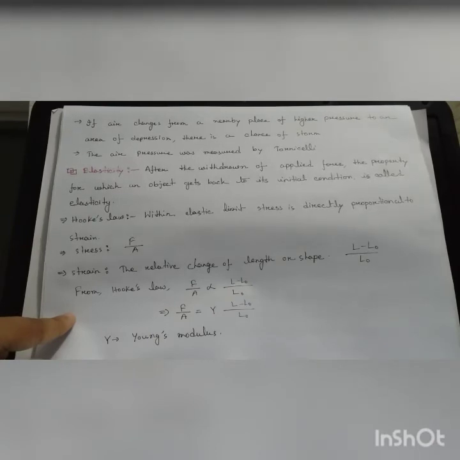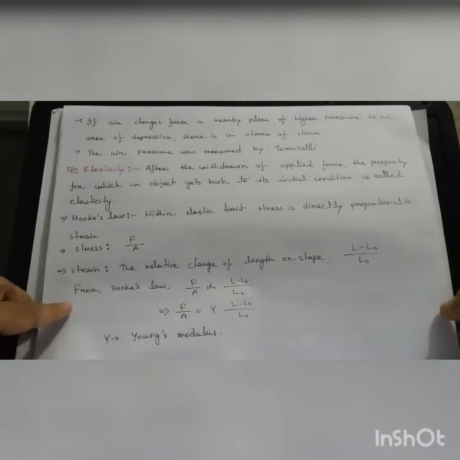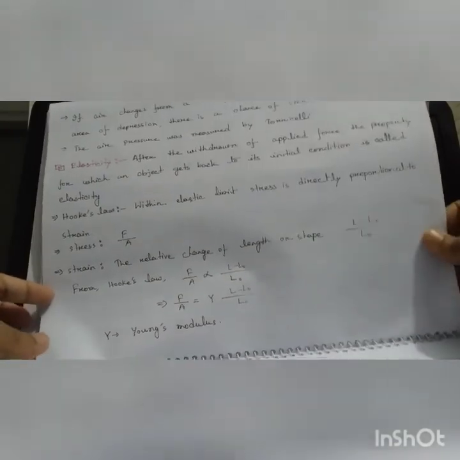Then by removing the proportionality sign, we can use a constant here. F by A equals Y into L minus L naught divided by L naught, where Y is a constant term that is called Young's modulus, and this specific modulus is only used for change of length. Okay. So if we want to consider other types of change, for example, the change of volume, the constant will be changed here.